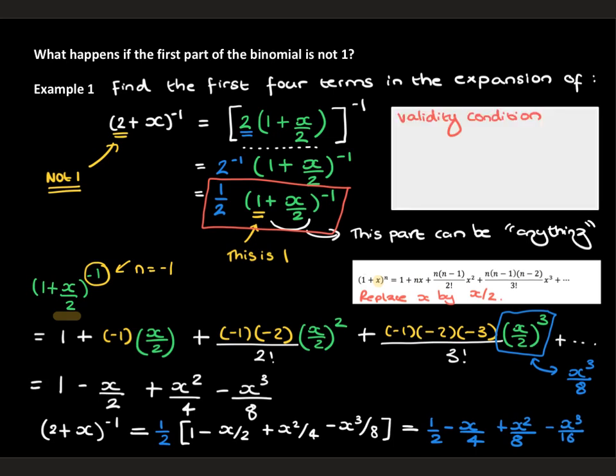Now we're going to finish off by looking at the validity condition, which we can pick up quite nicely from here. If we look at the contents of the bracket, we can say that mod x over 2 has got to be less than 1, which then simplifies to give us mod x must be less than 2. If we multiply both sides by 2, or if you prefer, x has got to be between negative 2 and positive 2, which you can relate back to the original question over here as well.